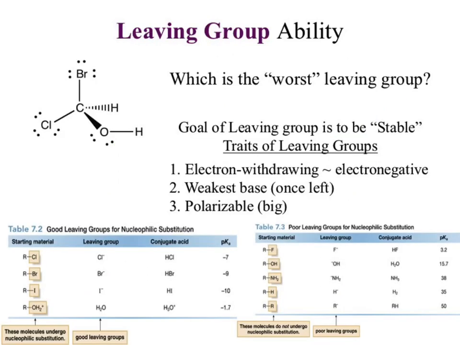So, traits of leaving groups: electron withdrawing. That sounds kind of like electronegative. Weakest base once it's left. Polarizable. Those are all categories of the charge, size, electronegativity, resonance, and induction. So when we look at our leaving groups, they've got them ranked out kind of nicely for you. You could look at those. I don't think I would memorize those, but it gives you an idea on what's going on behind that. Kind of makes sense?